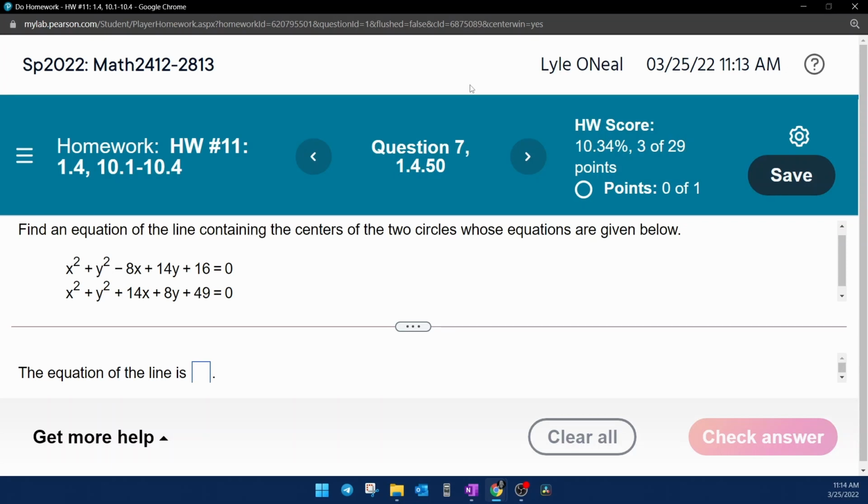And here, notice it says the equation of the line is. We're going to have to find the equation of that line. And I got to tell you, thinking about all the work ahead of us is giving me great joy here.